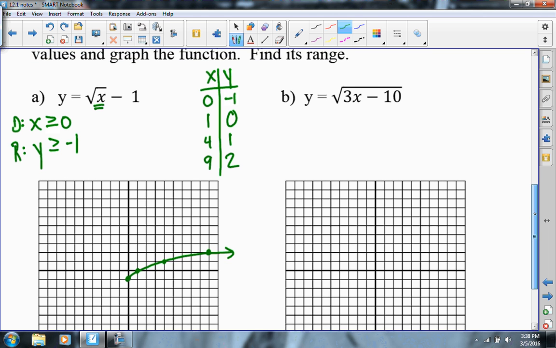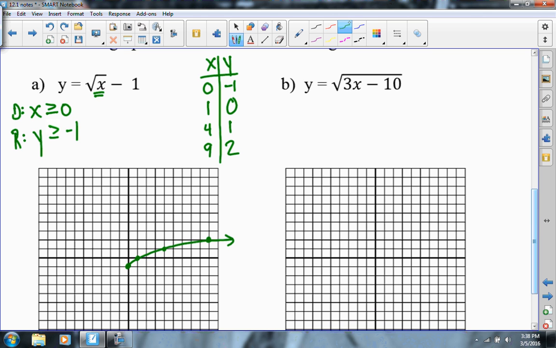Okay, so let's go through these steps again just to practice for Part B. Again, I'm going to take a look at my radicand. That's all the stuff that's inside my square root. Wow, this is the most complicated thing that we have seen so far. So for my domain, I'm going to take the 3x minus 10, and I'm going to set it greater than or equal to 0. Remember, it's always greater than or equal to, and it's always 0.